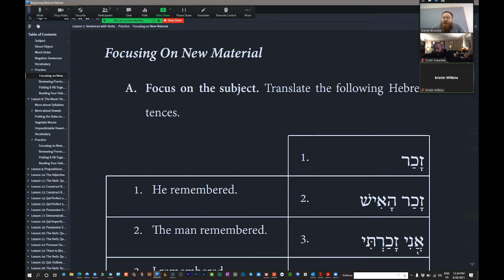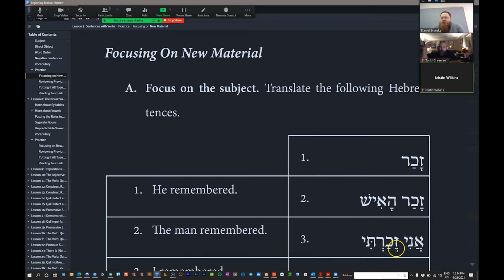There's also anochi, but here this is the shortened form of the pronoun for I. So this is a 1cs pronoun. Now, in order for this pronoun to be the subject, it has to agree with the verb in being 1cs. So I'm kind of suspecting that zacharti here is 1cs before I even look at it. But let's go ahead and look at it.